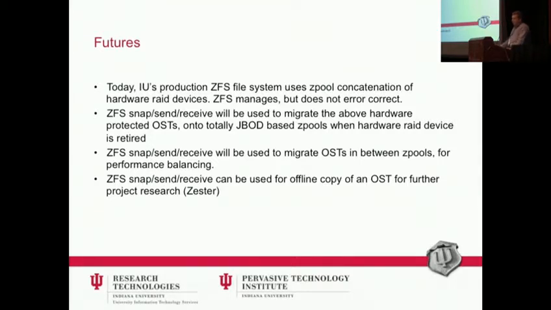Some of the things that we plan to do in the future, as mentioned today: one of IU's production file systems is ZFS based, and we're using hardware-based protection, and those block devices are concatenated into our Z pool. So ZFS is in the middle there, and once we decide to migrate off of this hardware-based storage onto fully JBOD ZFS protected storage, we should be able to use this method, and we should have little to no downtime in accomplishing this.